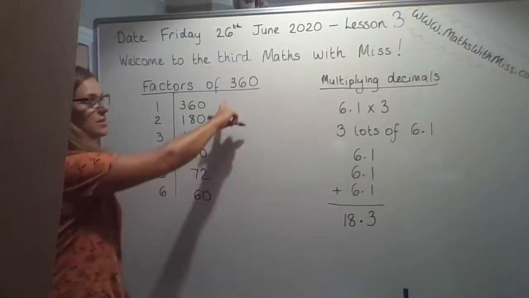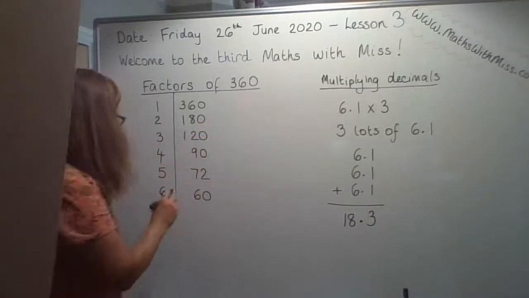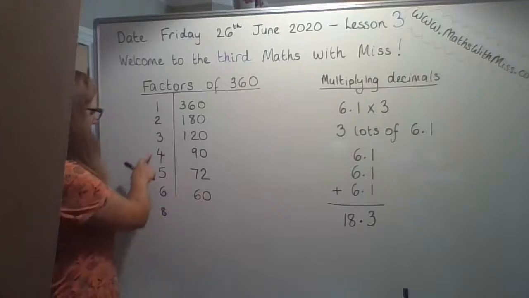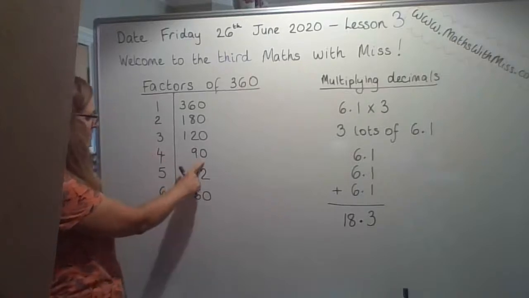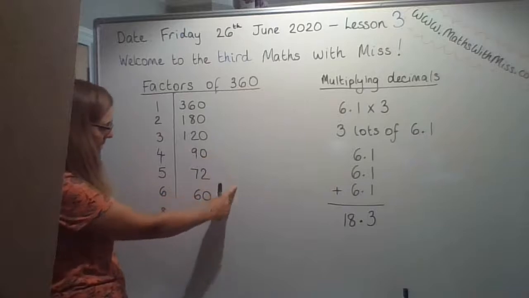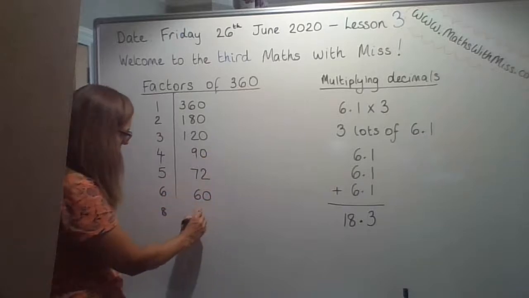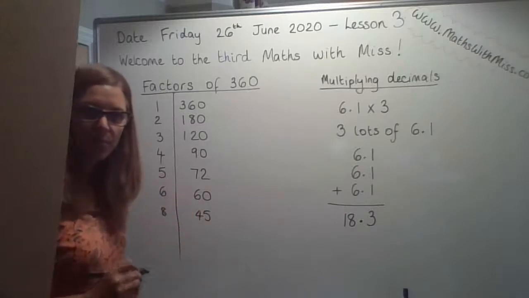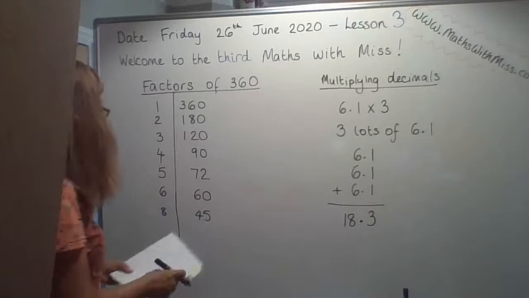Well, 7 is not a factor of 360, so we're going to move on to 8. Again, 4 multiplied by 90, so 8, which is double 4. If I multiply by half of 90, which is 45, I'm going to get 8 multiplied by 45 gives me 360.